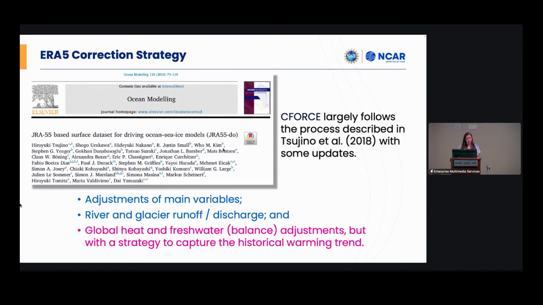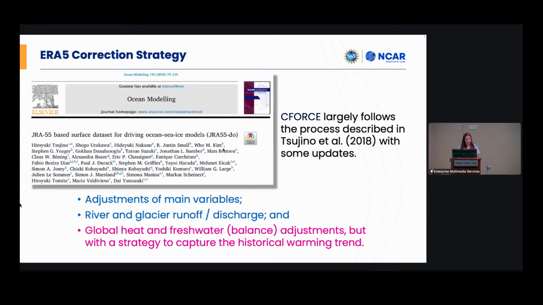So what we do in this project largely follows the process described in the Tsujino et al. 2018 paper, when they were developing the previous OMIP forcing, the JRA55-do reanalysis. Generally, our ERA5 correction strategy consists of several steps. The first step is the adjustment of the main variables to remove biases.